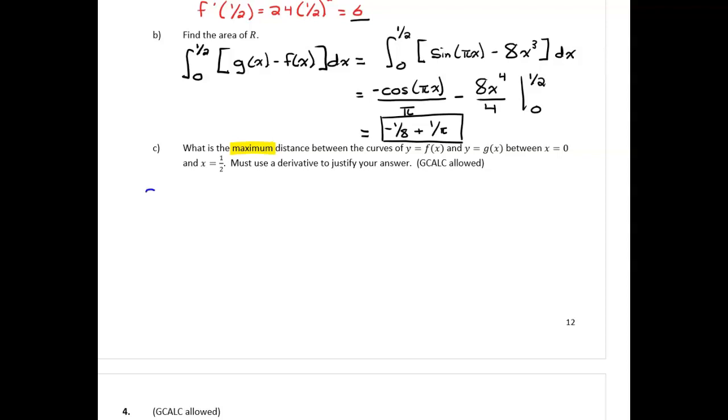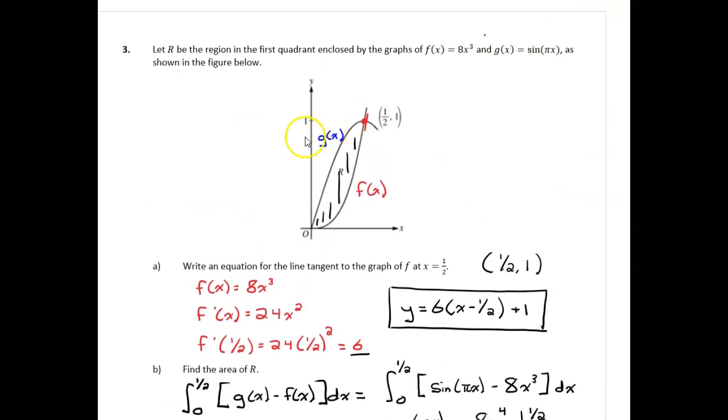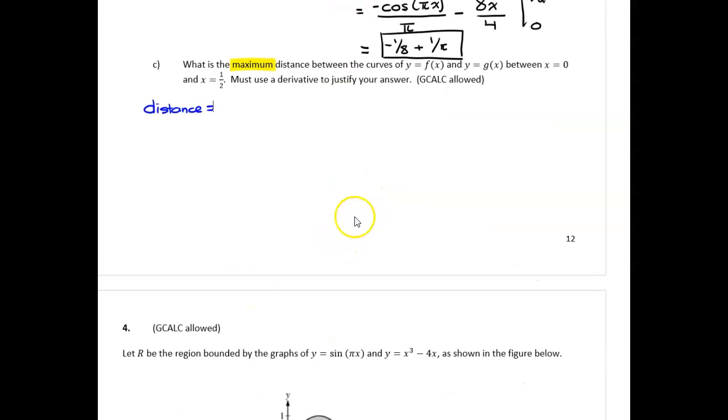All right, so an expression for my distance. The distance between these two is simply, if I subtract these, g of x minus f of x. So my distance is g of x minus f of x. If I write that expression, that is sine of pi x minus 8x cubed.